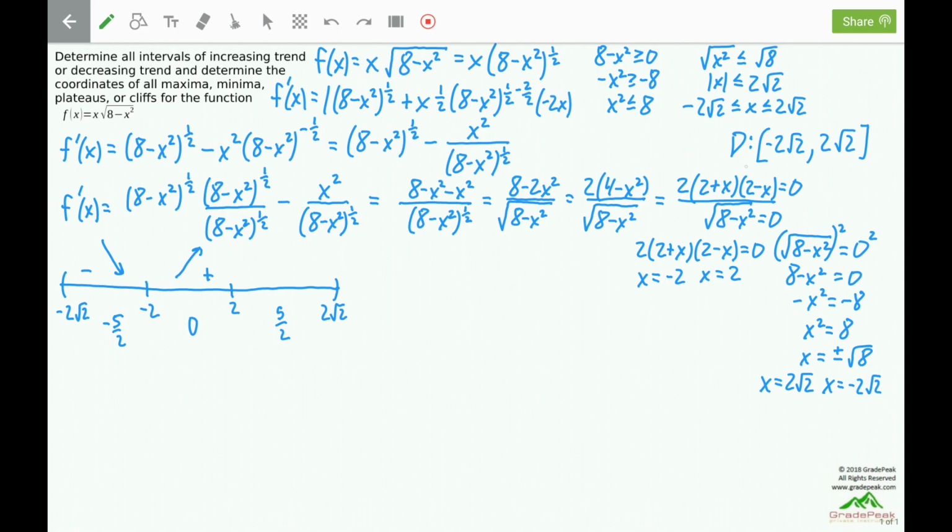And now we can plug 5 halves in to the portion of the first derivative that matters. 2 plus 5 halves is positive. 2 minus 5 halves will be negative. Positive times negative is negative. We have a negative first derivative, which corresponds to a decreasing trend.